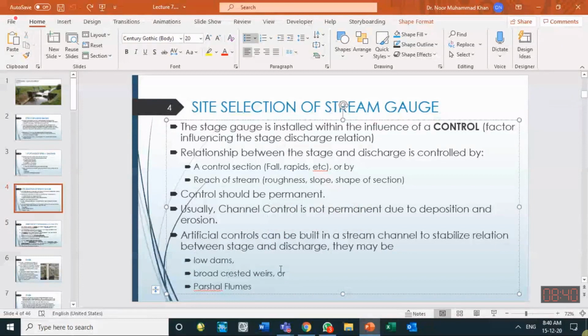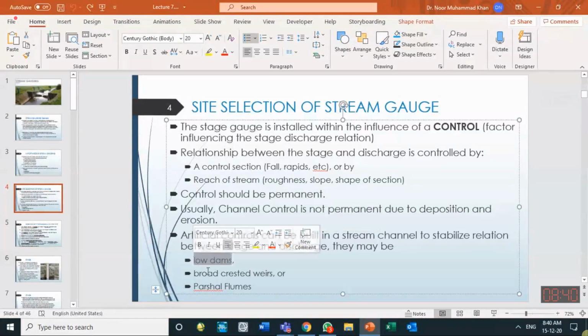So if we want to build such a control, the stream gauging station should be selected at a location where these can be constructed easily. Artificial controls can be built in a stream channel to stabilize the relationship between stage and discharge. And what are the artificial controls? Those are low dams.